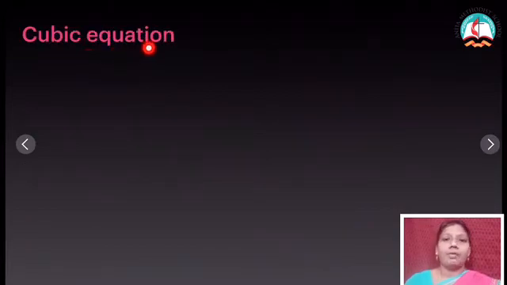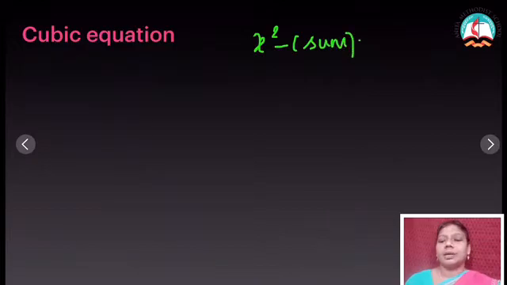And now let's take a cubic equation. How can I form a cubic equation? For a quadratic equation, you know how to form it, right? How can we write a quadratic equation? x square minus sum of the roots into x plus product of the roots equal to 0. Is that clear? Can you remember this? In lower classes you studied this. If I need to make a quadratic equation, I need the sum of the roots and the product of the roots. Then x square minus sum of the roots into x plus product of the roots equal to 0.